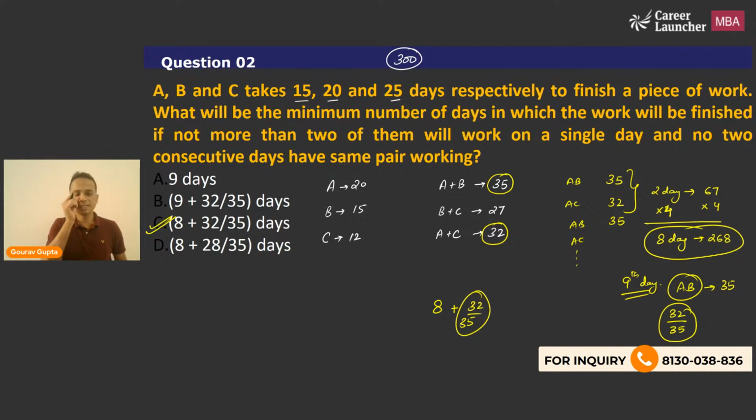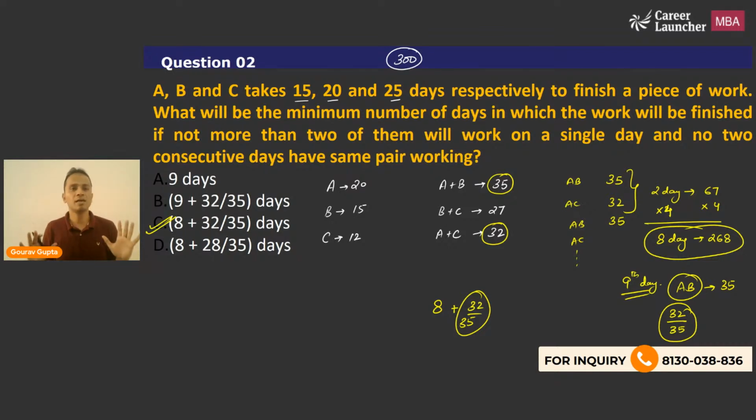Okay, so option C is the correct answer for this question, right? Now I'll repeat what I have done. First of all, I have calculated 1 day work of each of these persons, and then I have taken three different pairs because I have to finish the work in minimum possible number of days. And the question says that not more than two of them can work on a single day.